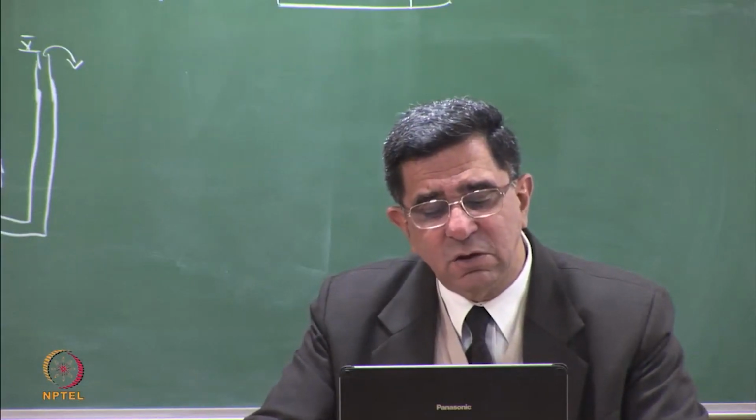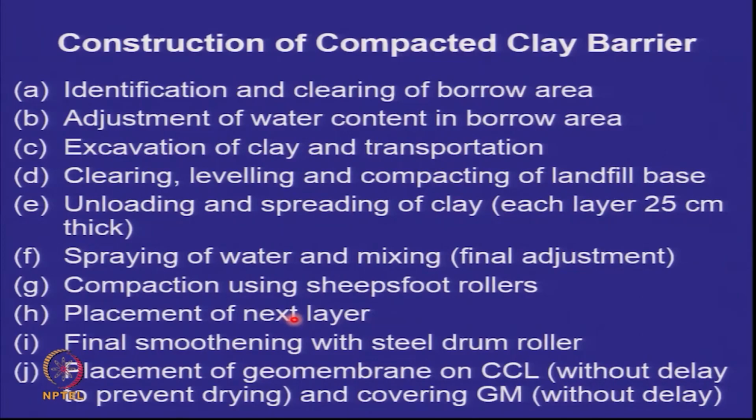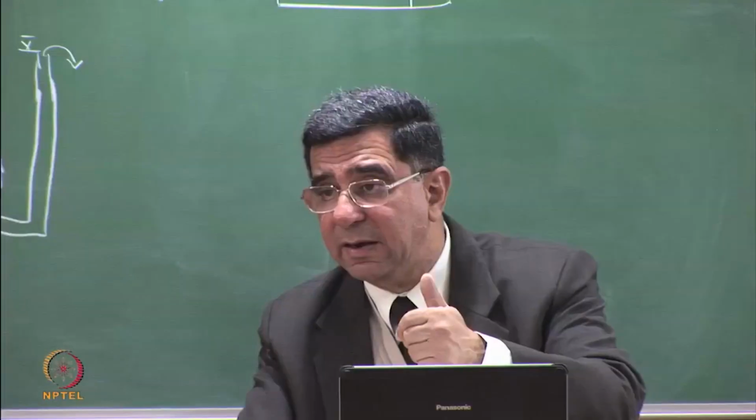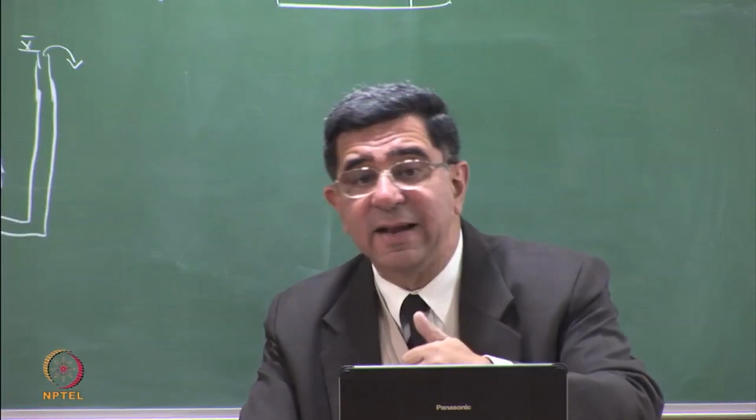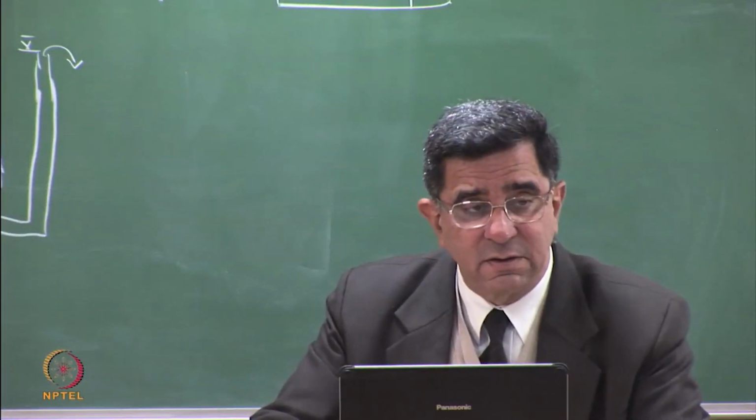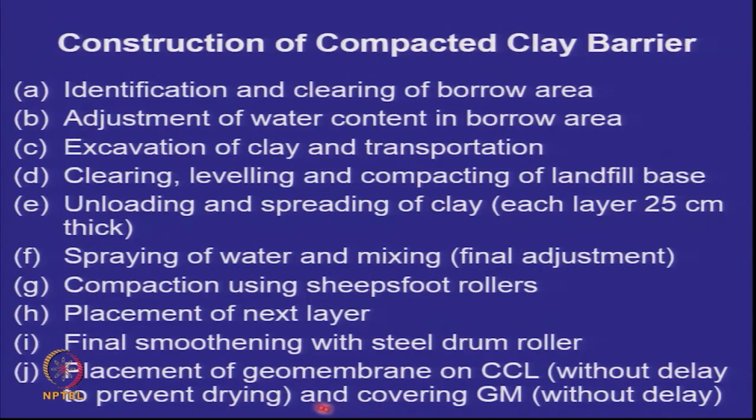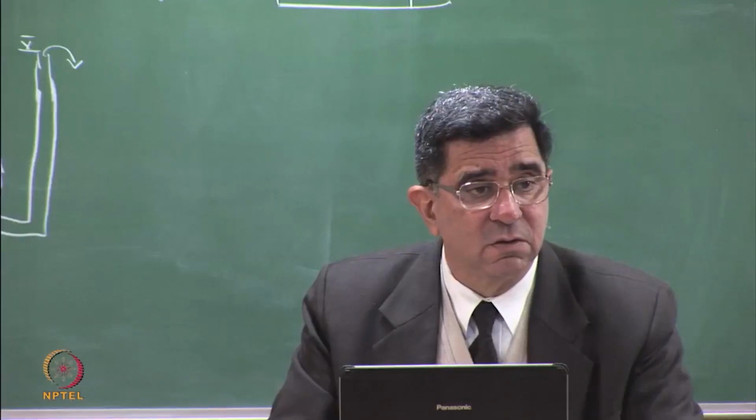We will do compaction using sheepsfoot roller and then place the next layer, and after the 4 layers are over, we will do final smoothing with steel drum roller. And then as soon as the final smoothing is done, we have to place the geomembrane on the compacted clay liner so that the liner clay does not become dry and desiccate and you don't get shrinkage cracks. And further, we should cover the geomembrane without delay with a protector so that no damage takes place to it.